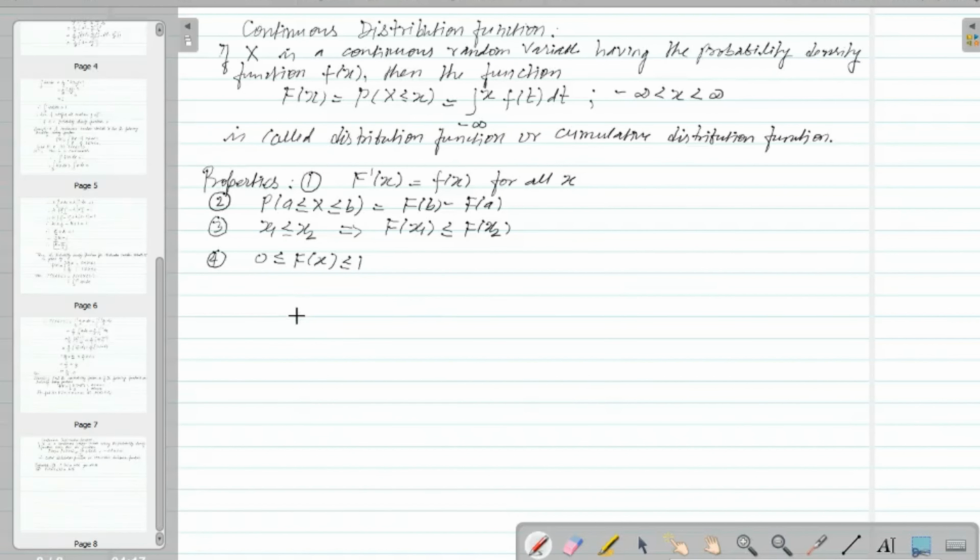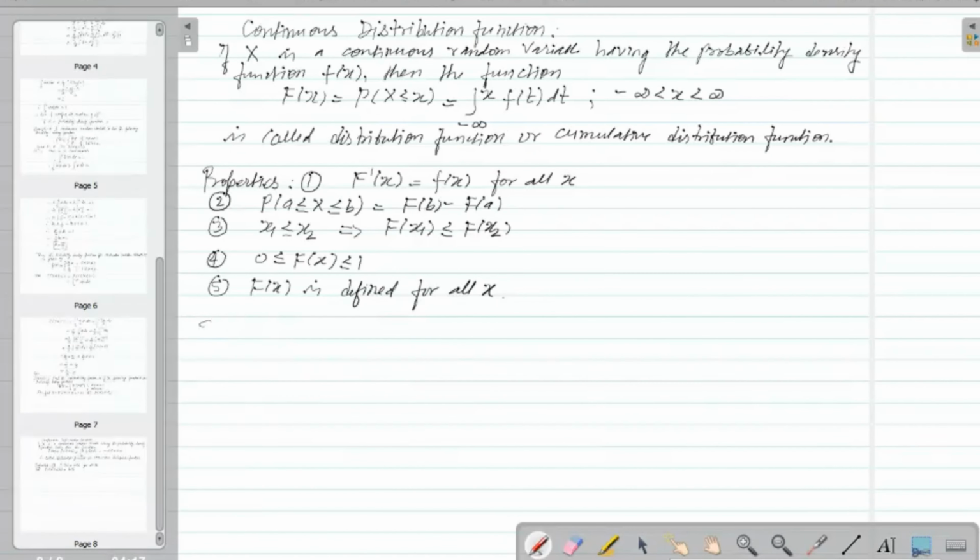So F is defined for all x. F of x will be defined for all x, this is true for everything. This is the fifth property. Property number 1 and property number 2 are very important properties, and we will use them in the problem. So let us do one problem based on these properties.